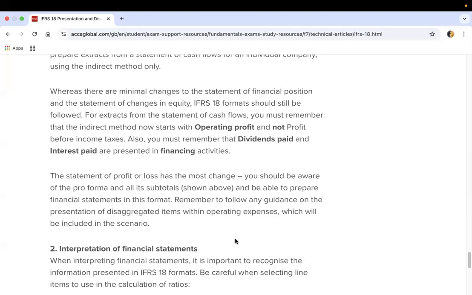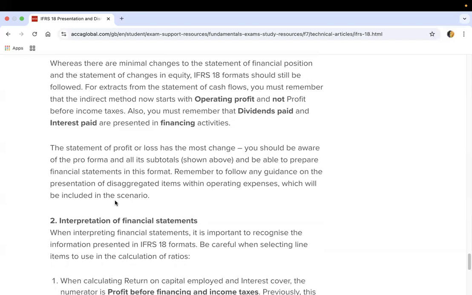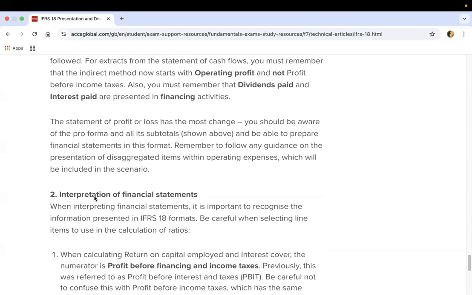Now, the SOPL has the most change. You should be aware of the pro forma and all its subtotals as shown above, and be able to prepare financial statements in that format only. Remember to follow any guidance on the presentation of disaggregated items within operating expenses which will be included in the scenario. That means in the question.